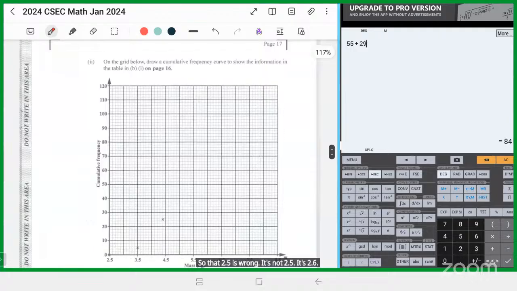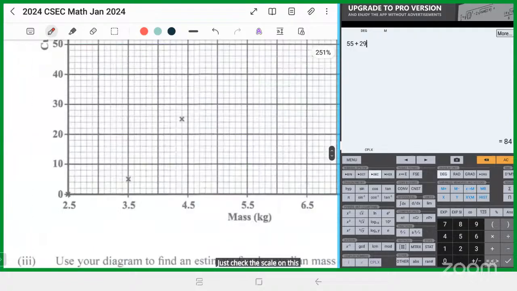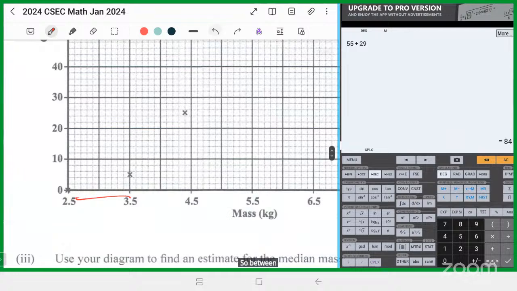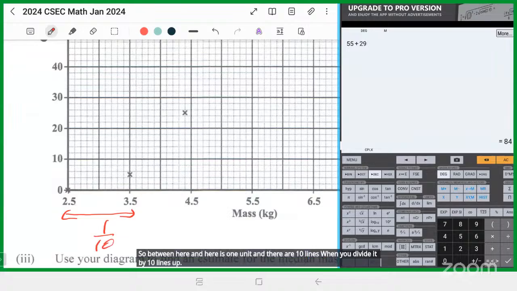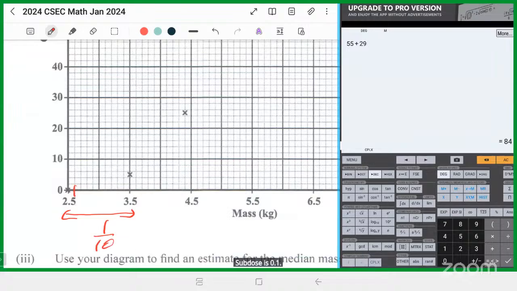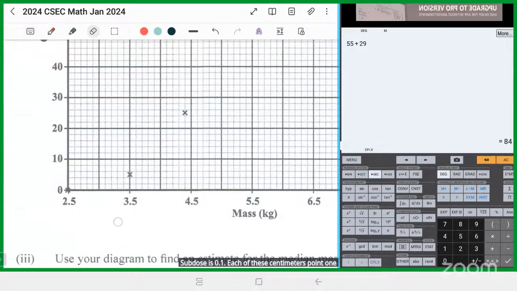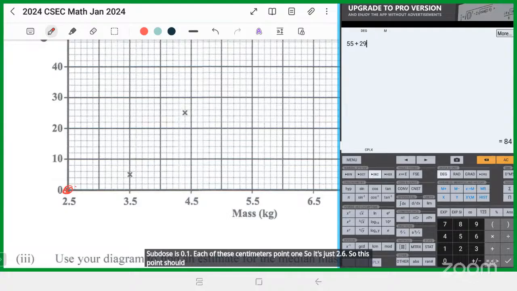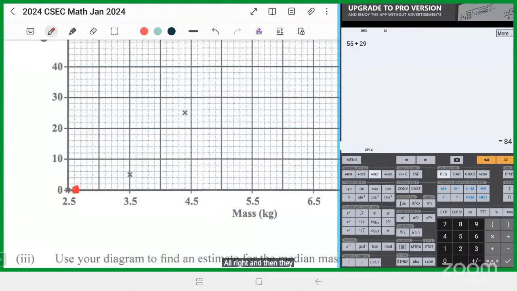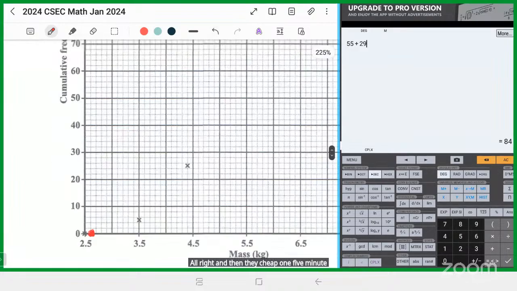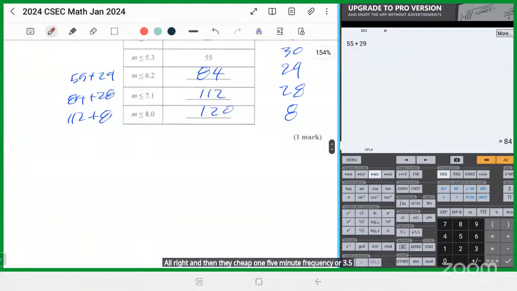So let's check the scale on this before we start, right? Between here and here is 1 unit, and there are 10 lines. 1 unit divided by 10 lines, each of those is 0.1. Each of these centimeters is 0.1. So this is 2.6. So this point should really be here. That's where it should be. And then the cumulative frequency for 3.5 is actually 7.